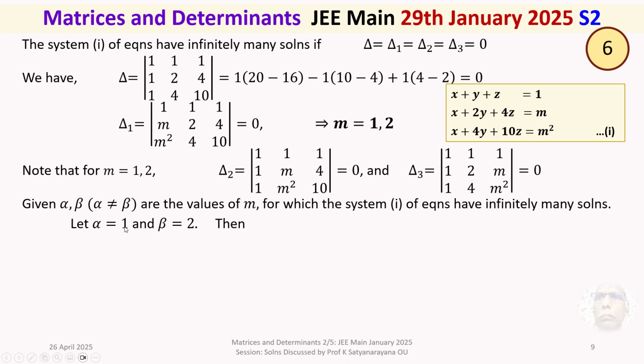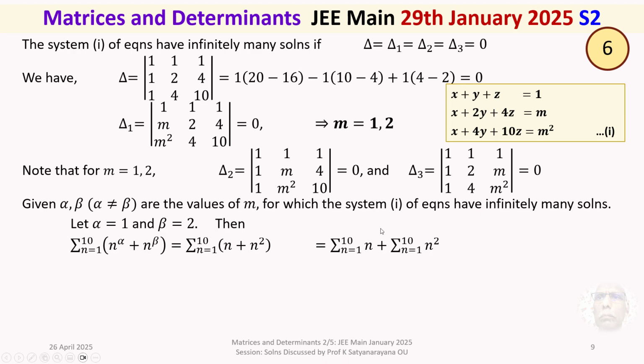Let alpha is equal to 1 and beta is equal to 2. Then sigma n is equal to 1 to 10 in brackets n to the power of alpha plus n to the power of beta. That is sigma n plus n square. So that is sigma n plus sigma n square. Sigma n is the sum of the first 10 natural numbers, that is n into n plus 1 by 2. So n is 10 into 11 by 2.